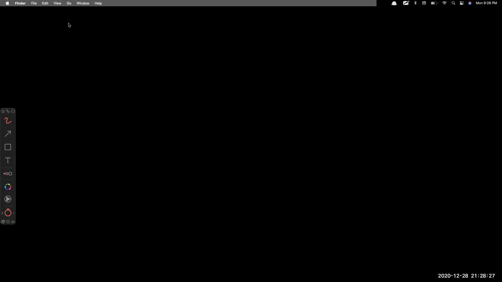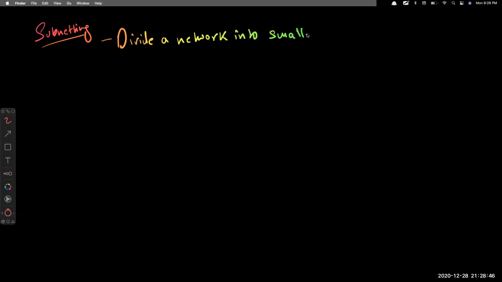So now, what is subnetting? Divide a big network into smaller parts. So why are we going to divide the network into smaller networks? I'm going to explain it to you.